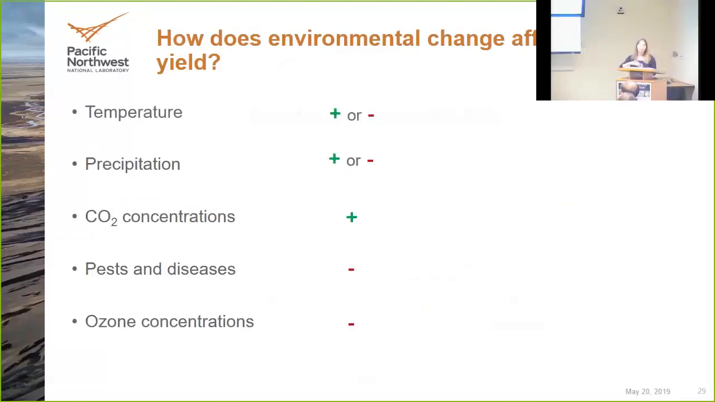CO2 concentrations are in general a good thing in terms of quantity of crop produced. There are some recent studies that show that the nutritional quality of the crops you produce is reduced when you have increasing CO2 concentrations. Pests and diseases tend to be bad, as does ozone concentration.